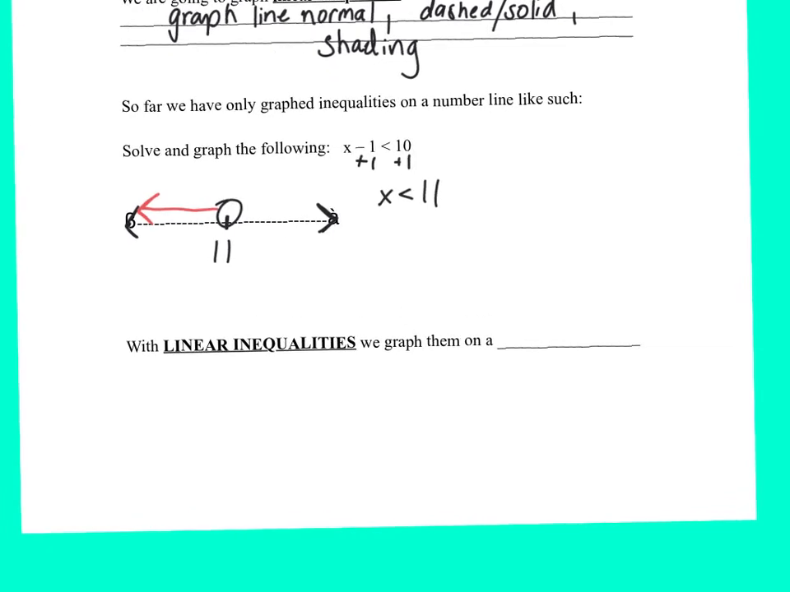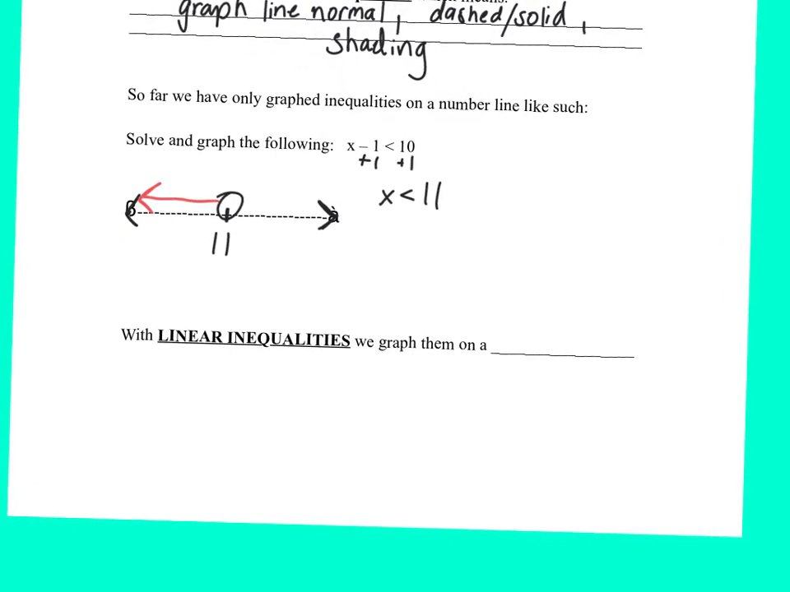So now, the difference here is that those were just plain old inequalities, right? Now we have what are called linear inequalities. And we are going to graph those on a coordinate plane, or just a graph, right? One of those four-quadrant graphs, just like we dealt with last class period.